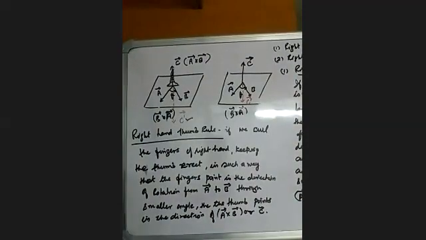So magnitude is AB sine theta, and the direction is given by the right-hand screw rule as well as the right-hand thumb rule. Now let us discuss the geometrical representation of the cross product of two vectors.